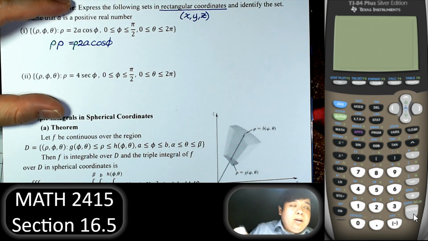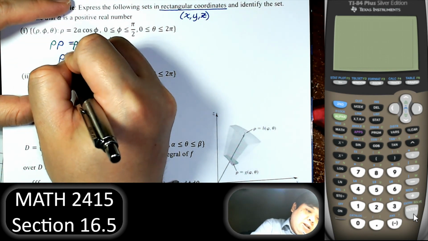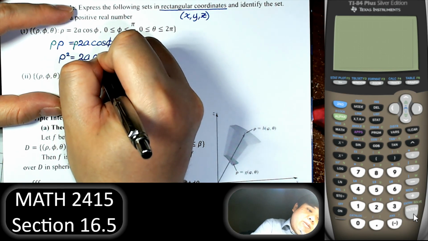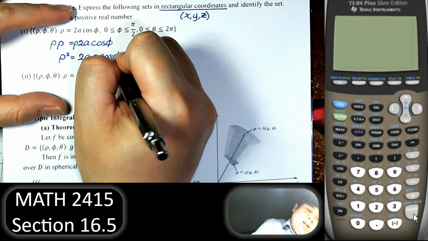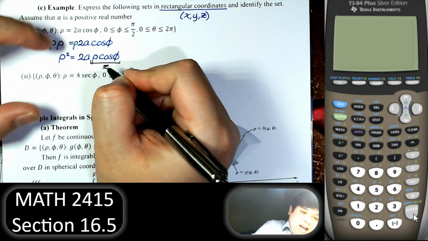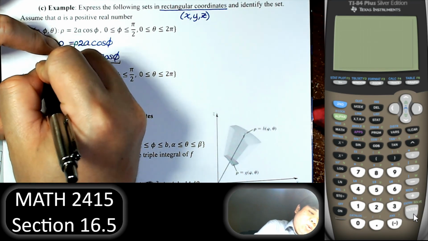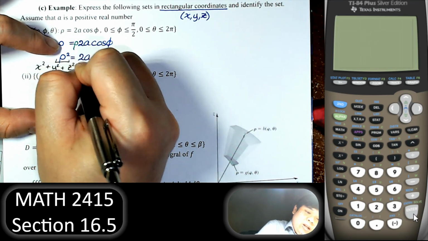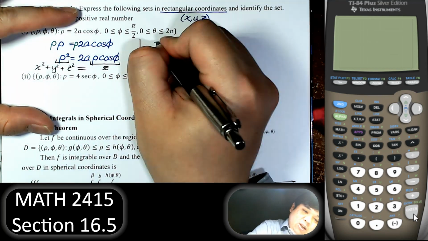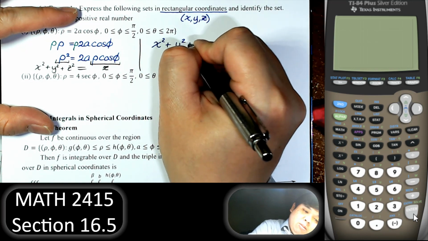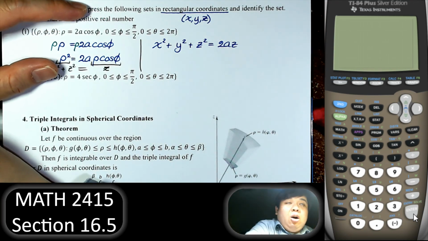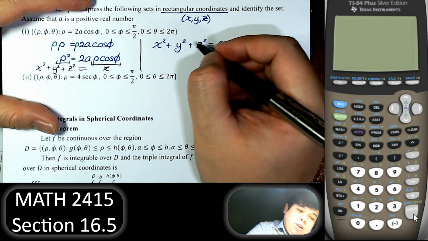So that gives us rho squared equal to 2a. a is a constant, and then we have rho cosine of phi, and this of course is z, and rho squared is x squared plus y squared plus z squared. So bottom line is what we have is x squared plus y squared plus z squared equal to 2az. Move that to the other side, complete the squares. This is the equation here.